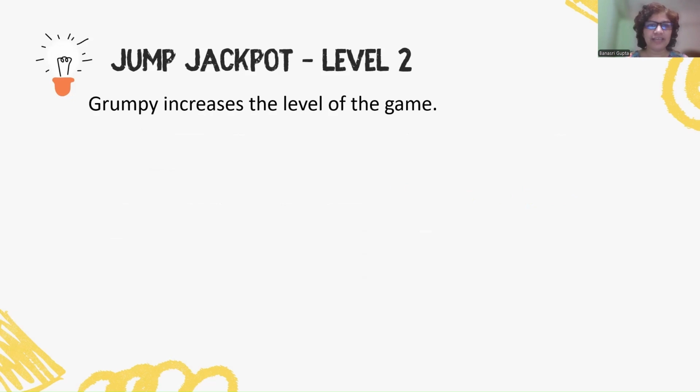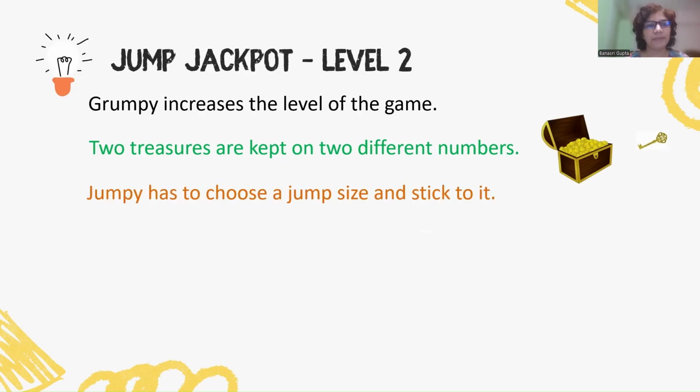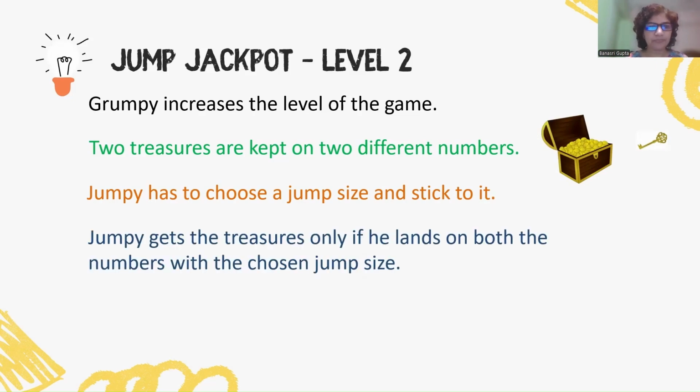Now, level 2 of the game, Jump Jackpot, level 2. Grumpy increases the difficulty level of the game. So now, instead of one treasure, he keeps two treasures, or rather you can think of it as one he keeps the treasure box and another he keeps the key, so that you need to jump on both the things to finally get the treasure. So Jumpy has to now choose a jump size and stick to it like before. Jumpy gets the treasure only if he lands on both the numbers with the chosen jump size.